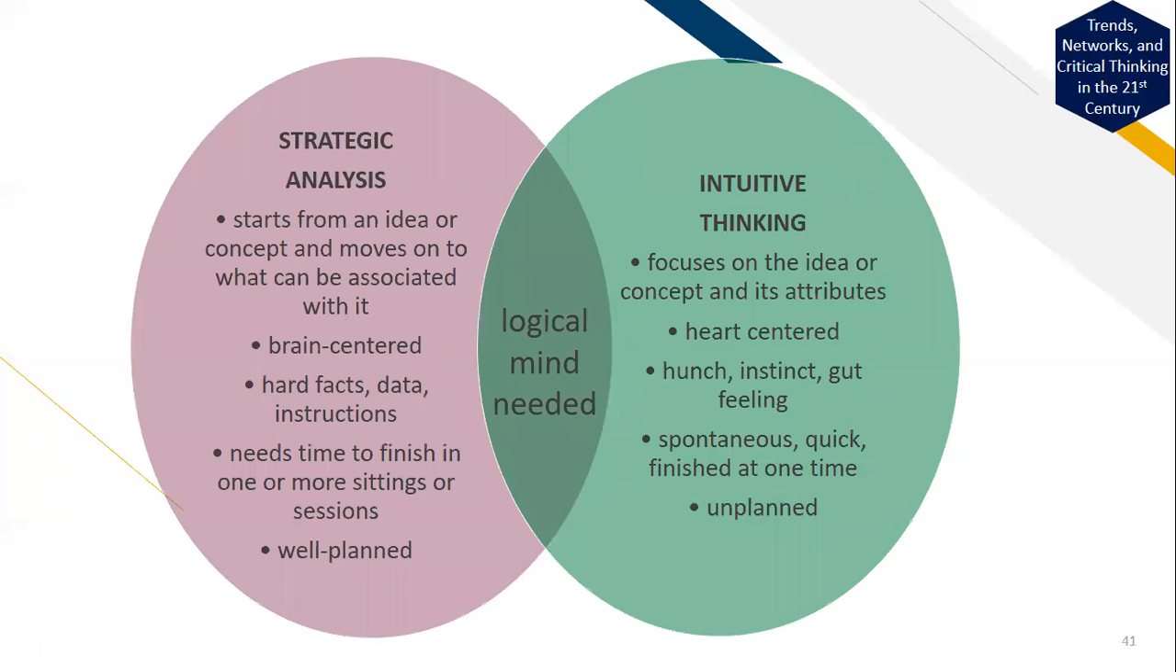Okay? So, ayan. So this Venn diagram shows us the differences and similarities of strategic analysis and intuitive thinking. So both these skills have logical mind needed as their common denominator. Okay, so pag meron kang strategic analysis and intuitive thinking, ibig sabihin meron kang logical mind. Okay? So ano bang pagkakaiba nila?